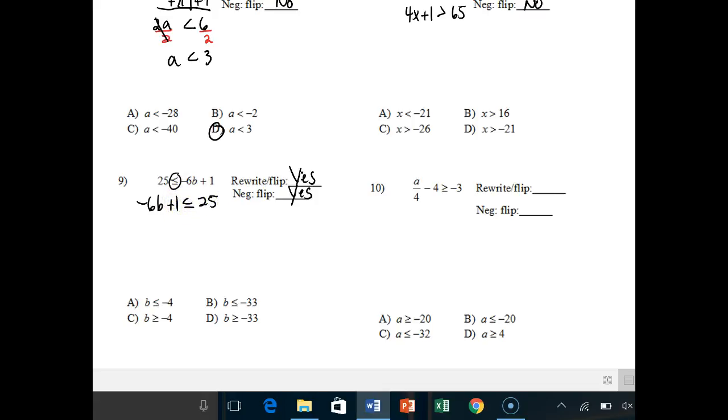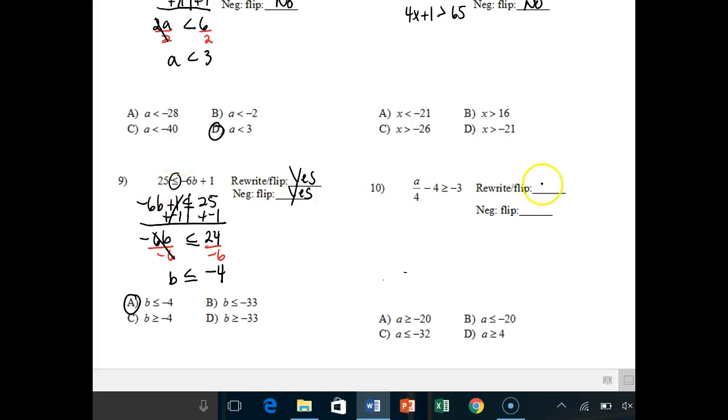Alright, so we flipped once and then we flipped it right back where it is, so that's why it's less than or equal to. So we're going to add -1, add -1, those cancel out. We get -6b is less than or equal to 24, and then I divide by -6, divide by -6, and I get b is less than or equal to -4. So look very carefully. A is your answer there, right? Again, we flipped it once, we flipped it right back, so it gets locked in, so the only thing you needed to do was rewrite that.